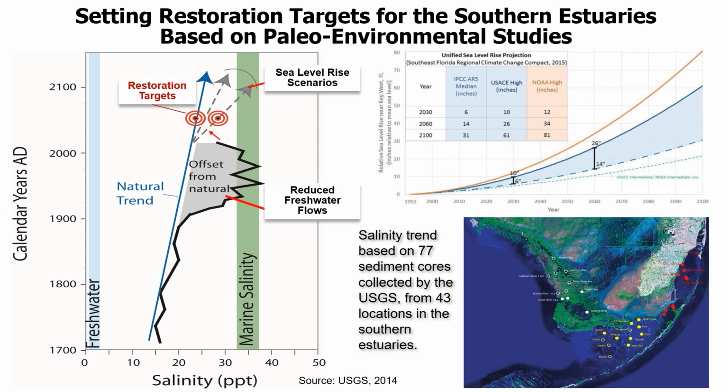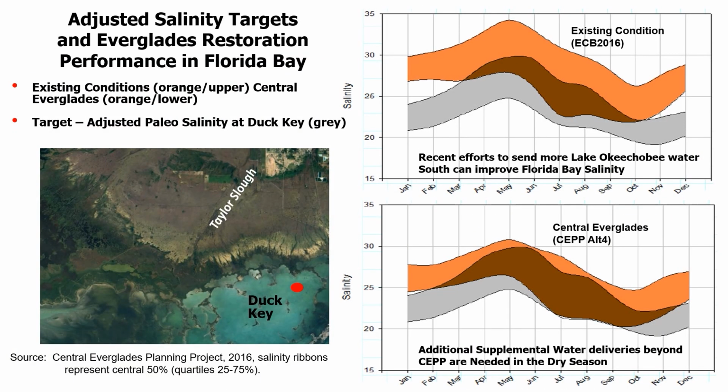Paleo-environmental studies by the U.S. Geological Survey have been used to set freshwater flow restoration targets for the southern estuaries. These targets have been adjusted to reflect sea level rise scenarios. Adjusted salinity targets at key sites in Florida Bay can be used to evaluate restoration performance. The results indicate improved performance from the Central Everglades project, but additional dry season flows will still be needed.